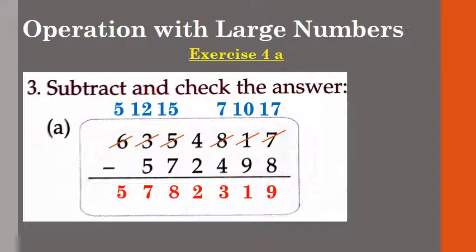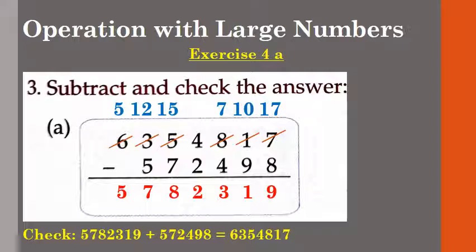How do we check the answer? Very easy. We will add the difference and the subtrahend, and if the sum of difference and subtrahend comes equal to the minuend, then our subtraction is correct. And in this case, when we add the difference and the subtrahend, we see that it is coming equal to the minuend, so our subtraction is correct, and in this way we check the answer.